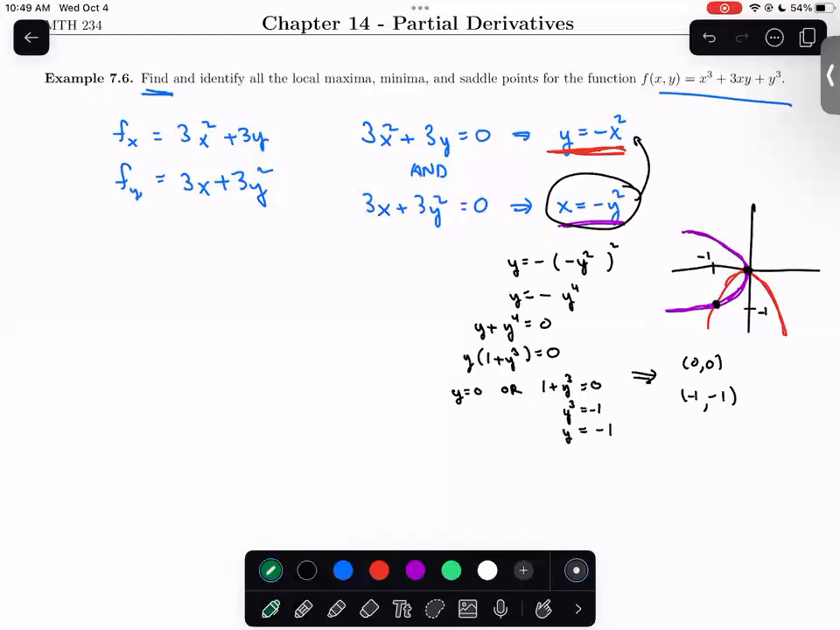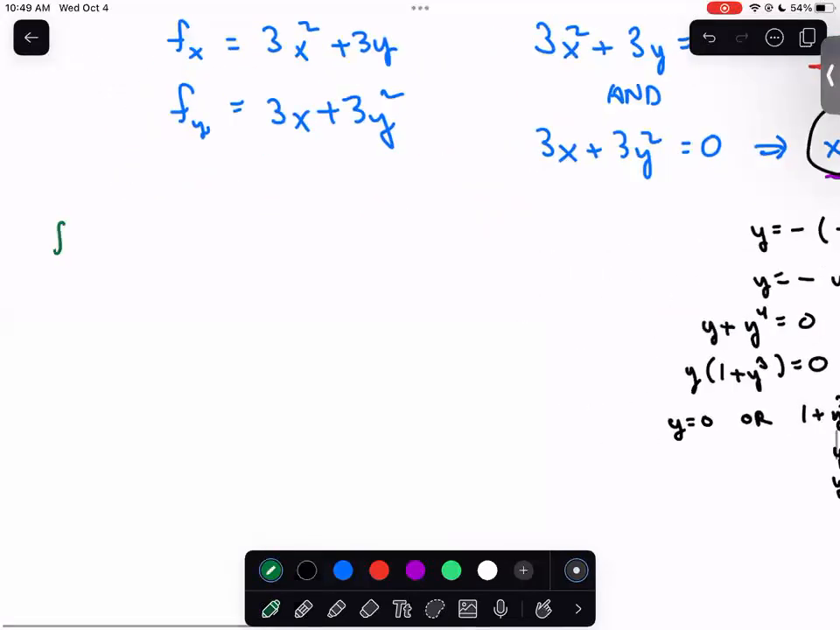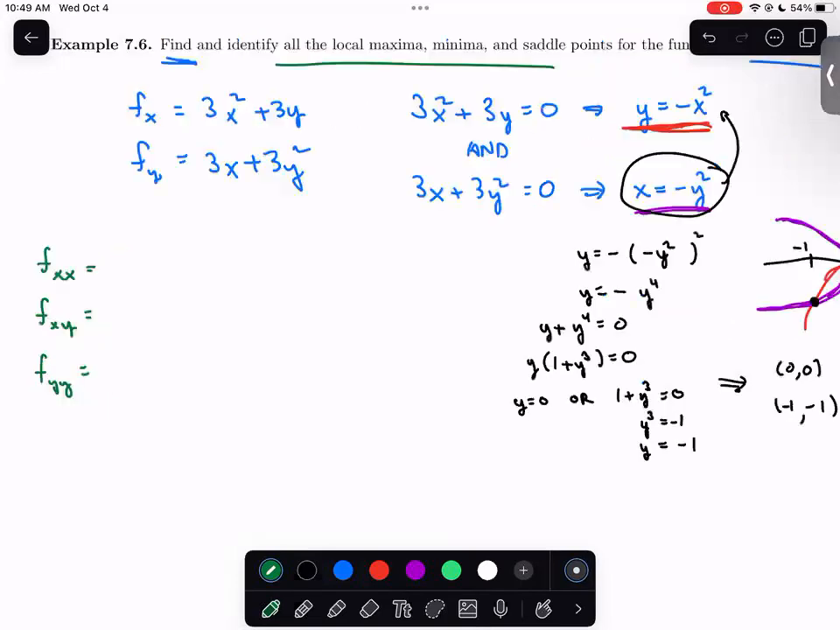Okay, so we've found all of my critical points in this case. Now we need to classify, right? So I want to identify them as mins, maxes, or saddles. So for this, we go to our second derivative test. Second derivative test, of course, has a lot of second derivatives. So I'm going to go ahead and calculate out here some second derivatives.